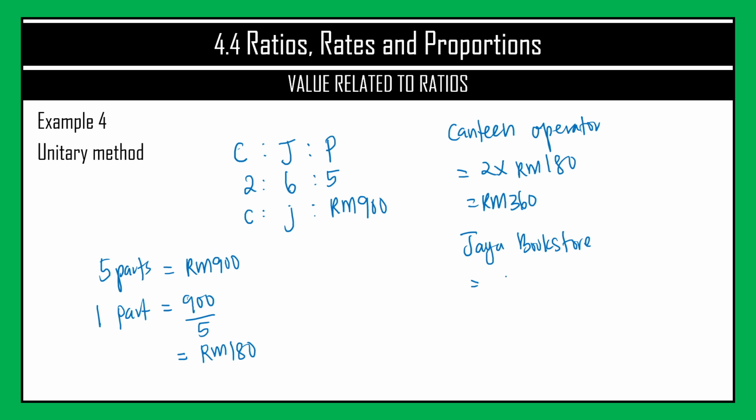So Jaya Bookstore, 6 parts, and each part is 180. So in the end, we are going to get 1080. So this is for Jaya Bookstore, right? So as long as you know one part of the ratio with the real amount, you can find out how many parts is involved. Okay, so let's look at one more example that involve this type of ratio.